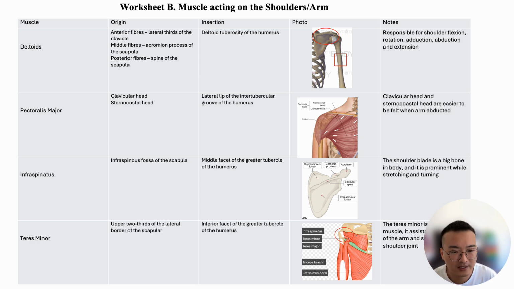The third one is infraspinatus. The origin of it is infraspinous fossa of the scapula, and the insertion of it is middle facet of the greater tubercle of the humerus. And the shoulder blade is a big bone in the body, and it is prominent while stretching and turning. The fourth and the last muscle is teres minor. The origin of it is upper 2/3 of the lateral border of the scapula, and the insertion of it is inferior facet of the greater tubercle of the humerus.